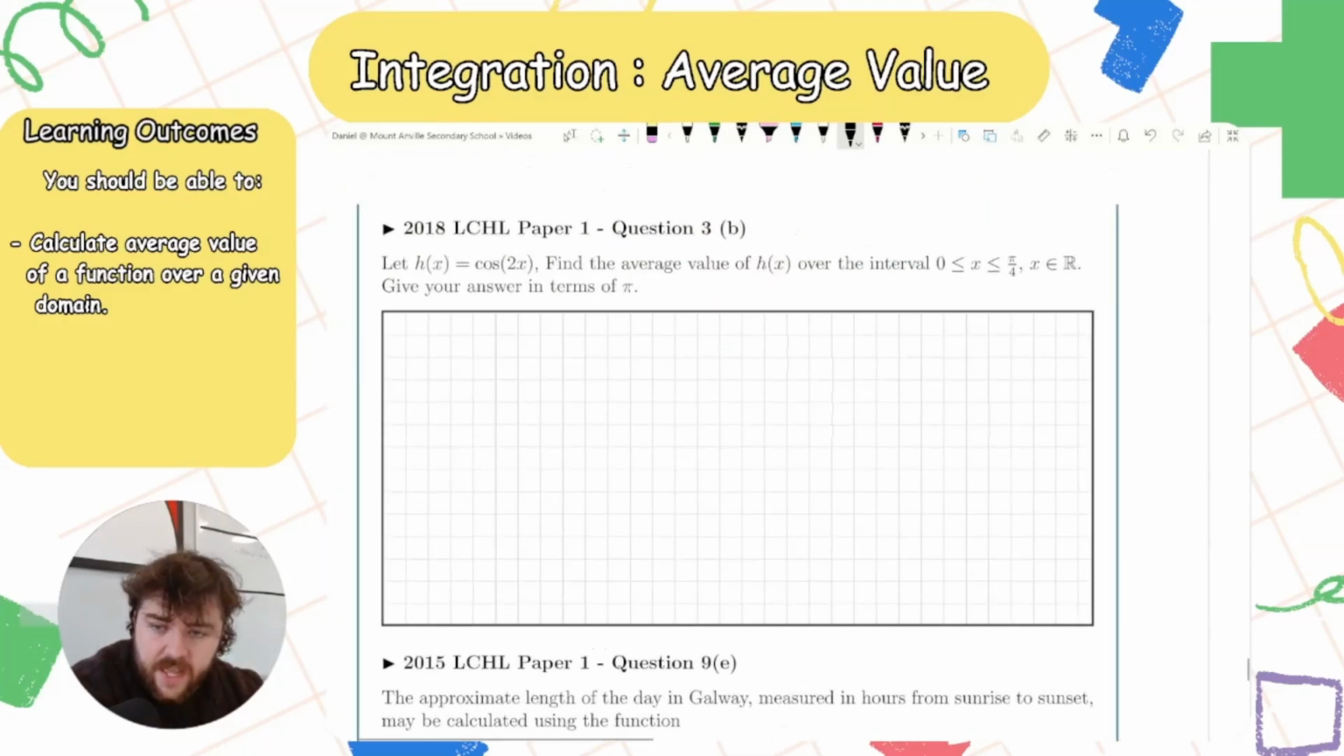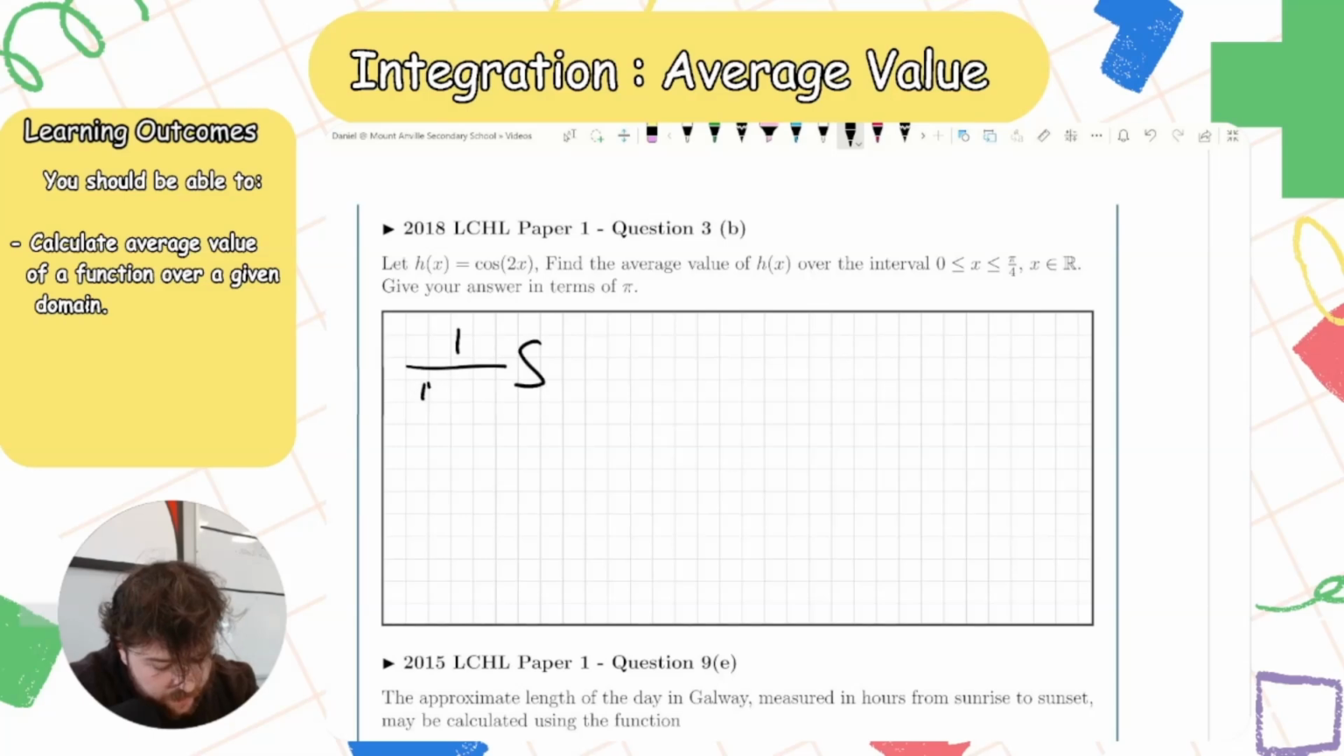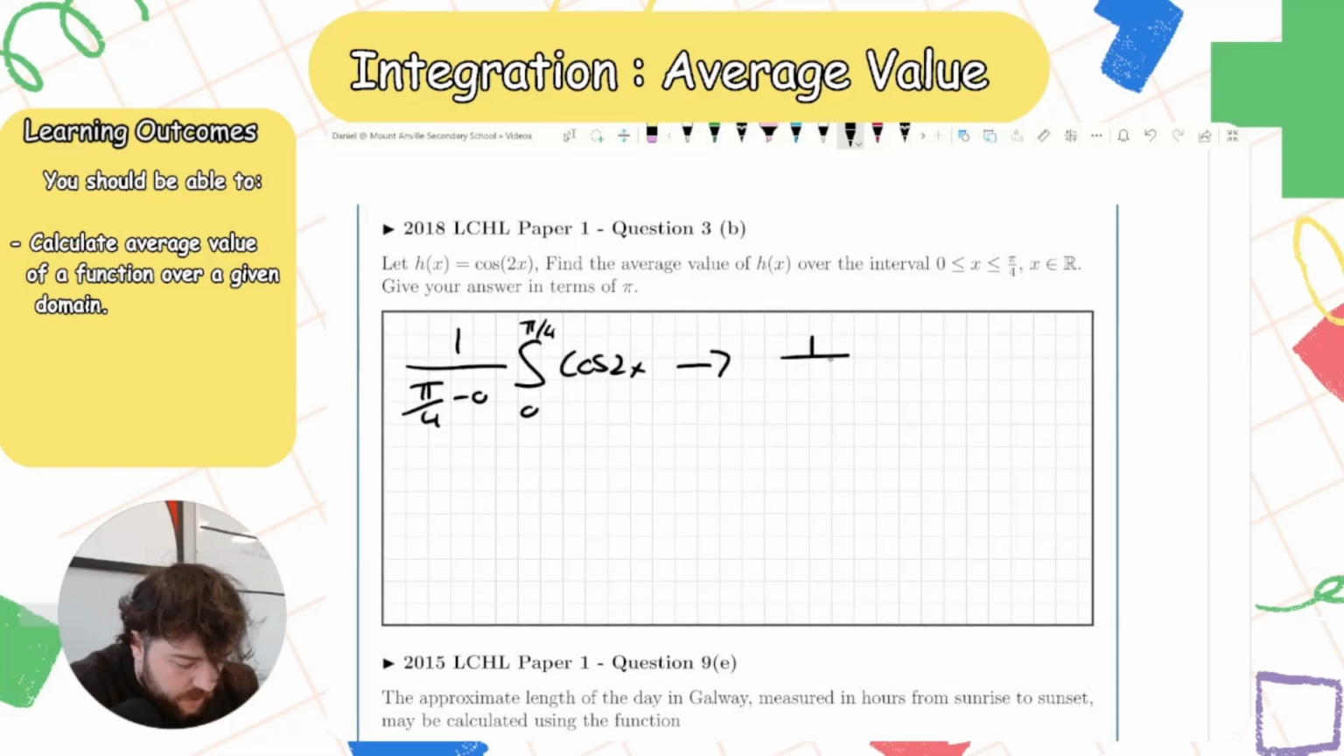2 more left. 2018. So let h of x equals cosine 2x. Find the average value of h of x over the interval 0 to pi over 4. Give your answer in terms of pi. So the average value is 1 over pi over 4 minus 0, times the integral between pi over 4 and 0 of cosine 2x. Cosine 2x goes to minus sine 2... nope. That goes to sine 2x divided by 2.